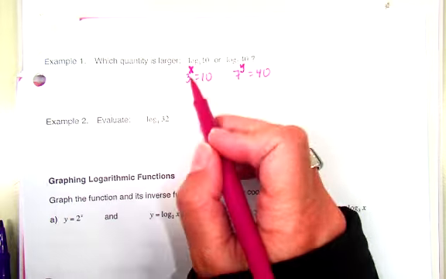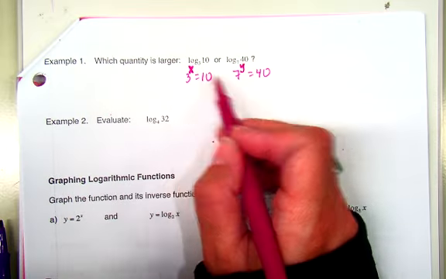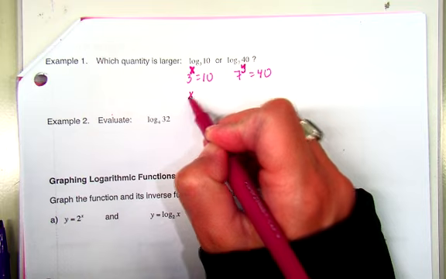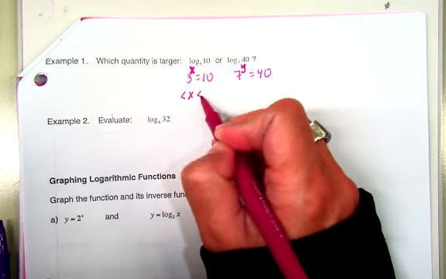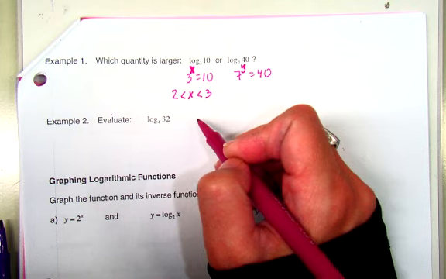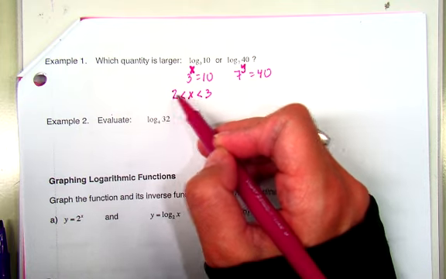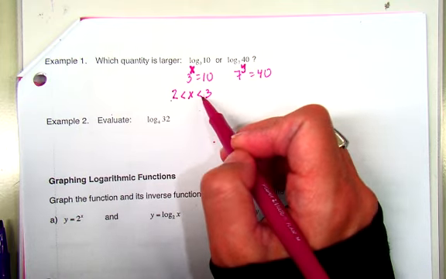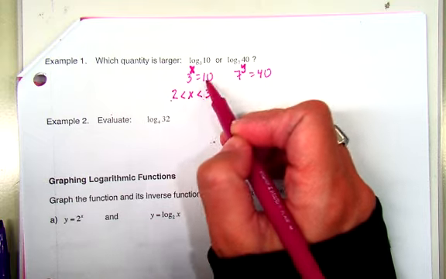I don't exactly know 3 to what power gives me 10. It's going to be a decimal. But what does that decimal have to be between, right? It's going to have to be between a 2 and a 3. Do you agree? Because 3 squared would give me 9, and 3 to the third would give me 27. So between 9 and 27 is where the 10 is going to fall.